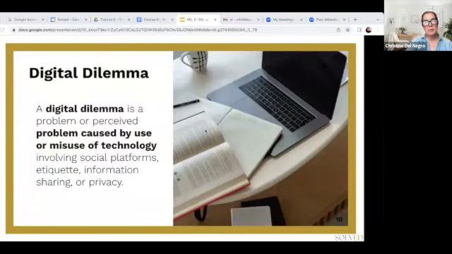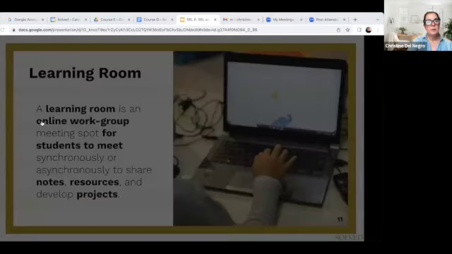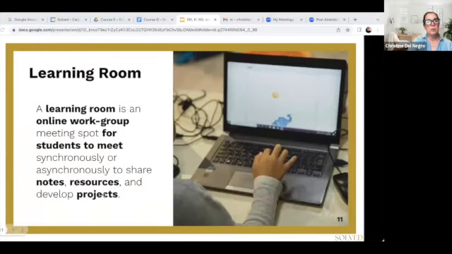Okay, so a digital dilemma is just a problem or a perceived problem that's caused by a use or misuse of technology. It could be involving social platforms, etiquette, information sharing, or privacy. We've all experienced that or have read or heard about that. Social media obviously is a big source of digital dilemmas. The Learning Room is an online work group for students to meet synchronously or asynchronously to share notes, resources, and develop projects.